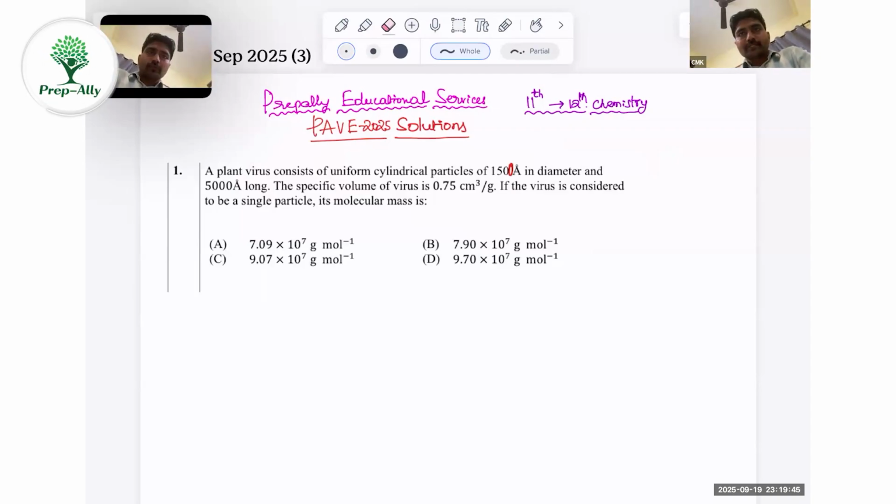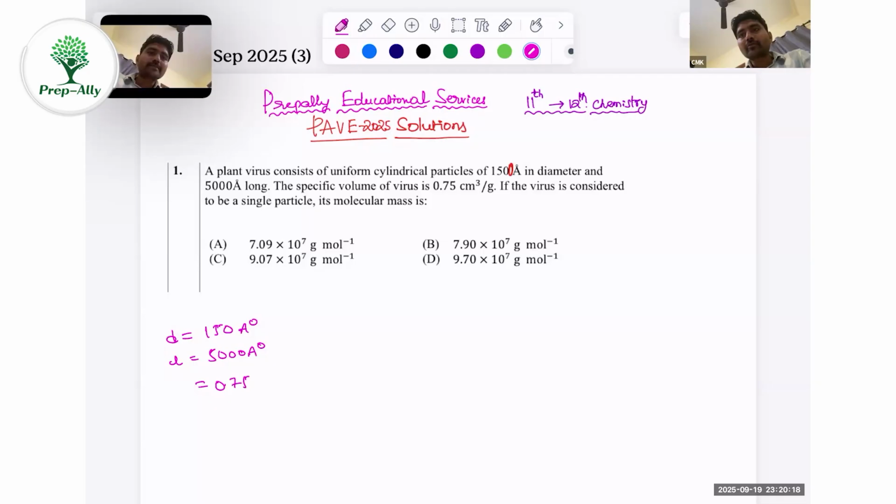Okay, here in the given question, a plant virus consists of uniform cylindrical particles of 150 angstroms in diameter and 5000 angstroms long. 150 angstroms diameter, and length 5000 angstroms. Then they have given the specific volume also. Specific volume of the virus is 0.75 centimeter cube per gram.